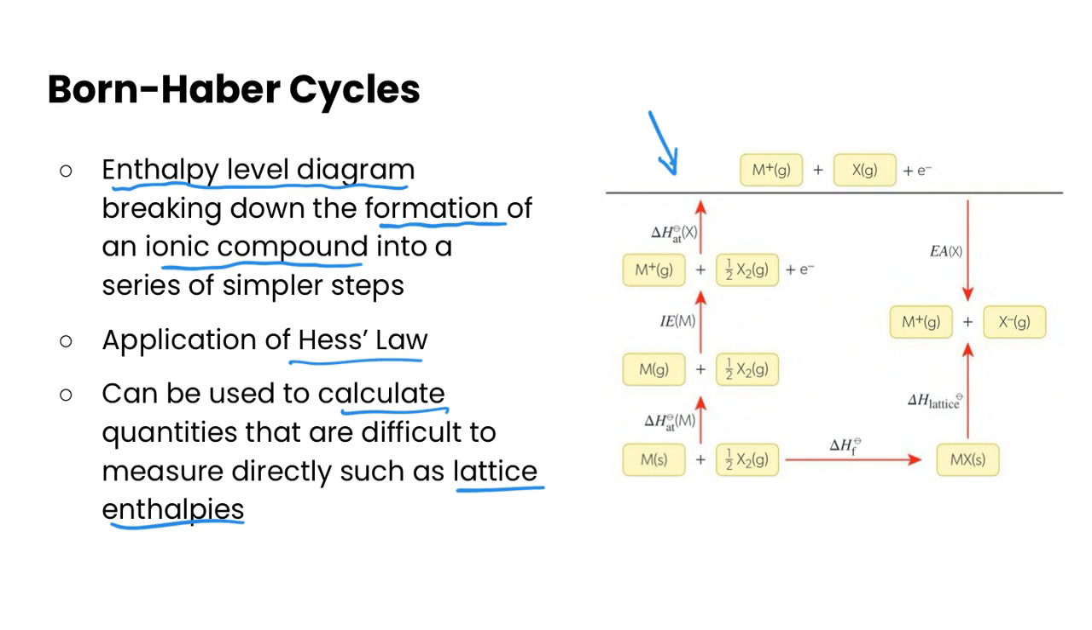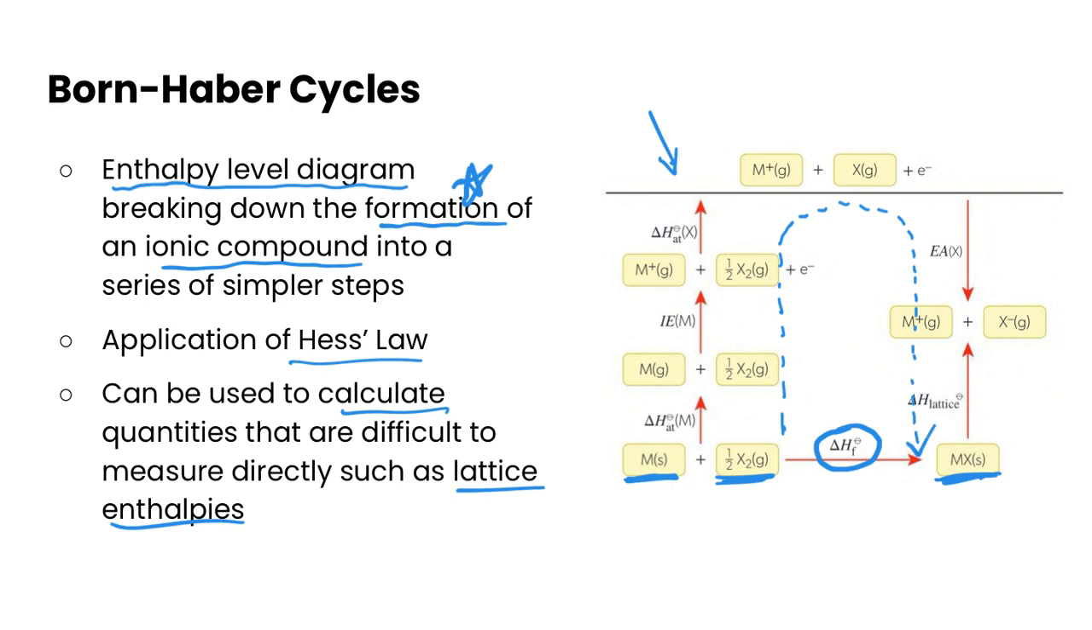So let's go through this step by step. Let's start down here with our delta HF, the formation. This is the formation of an ionic compound. When we form an ionic compound, we're taking some metal and some nonmetal and creating our ionic compound, in this case an MX. Now, we can break this down and go an indirect route to get that value. I'm just going to draw the arrow going around this way.